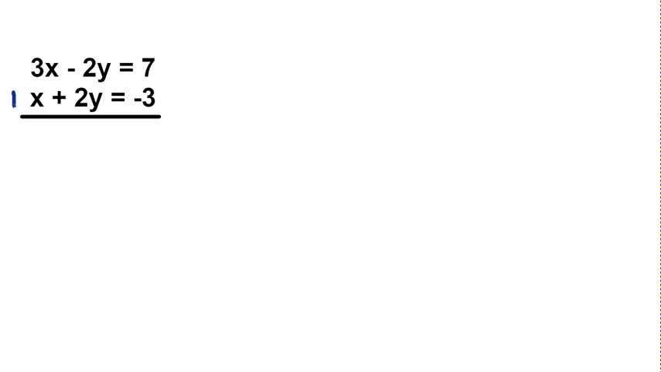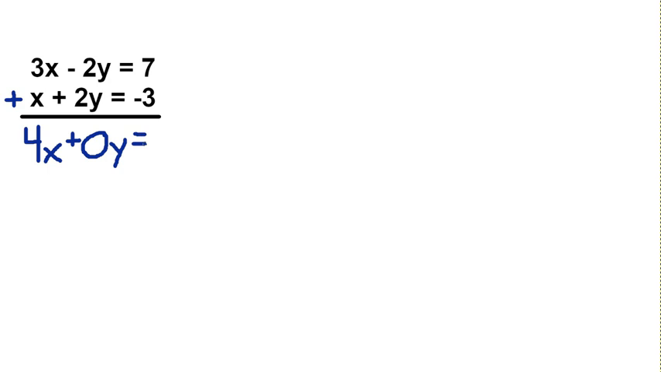So we're going to add these two equations together. Here's how simple it is. We line them up, which they're already lined up here. Then we add up the x's. So 3x and 1x is going to equal 4x. And then the negative 2y and the positive 2y is going to equal 0y. We can put that there if it makes us feel better.